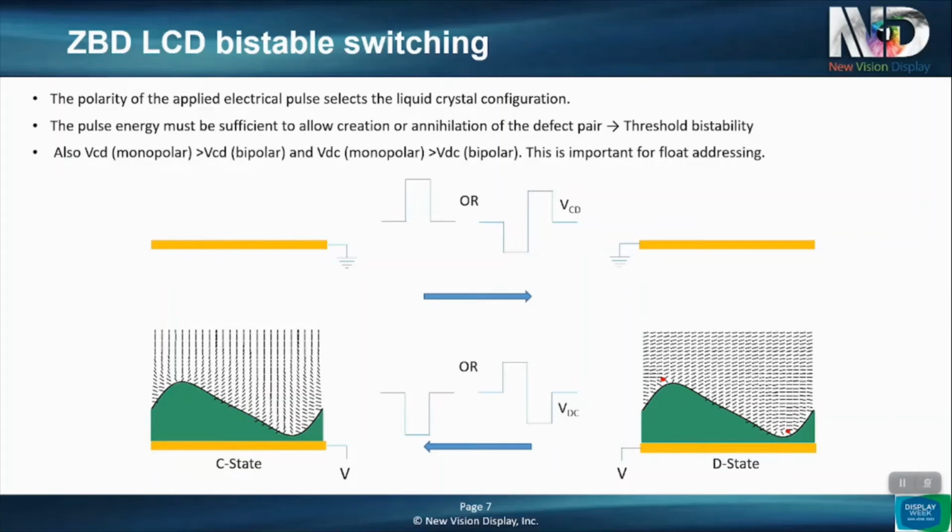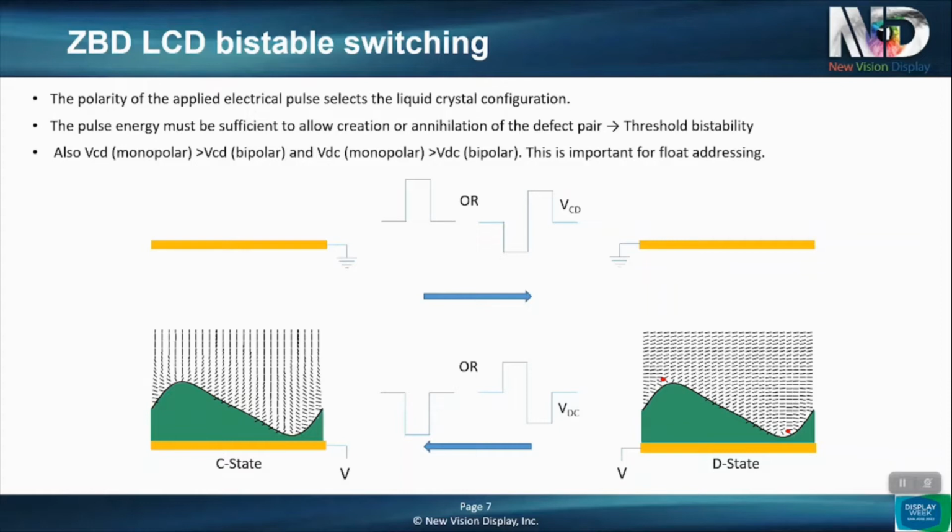So we have a simple polarity-dependent way of selecting between the two states. We can use a monopolar positive pulse, which takes us from the C state continuous to the D state, which has these little defects in it, and then a negative pulse takes us the other way.